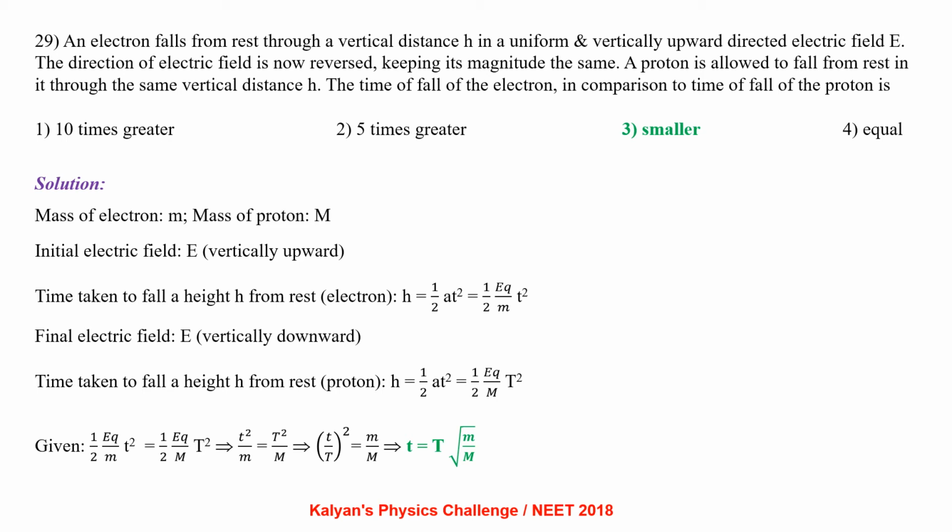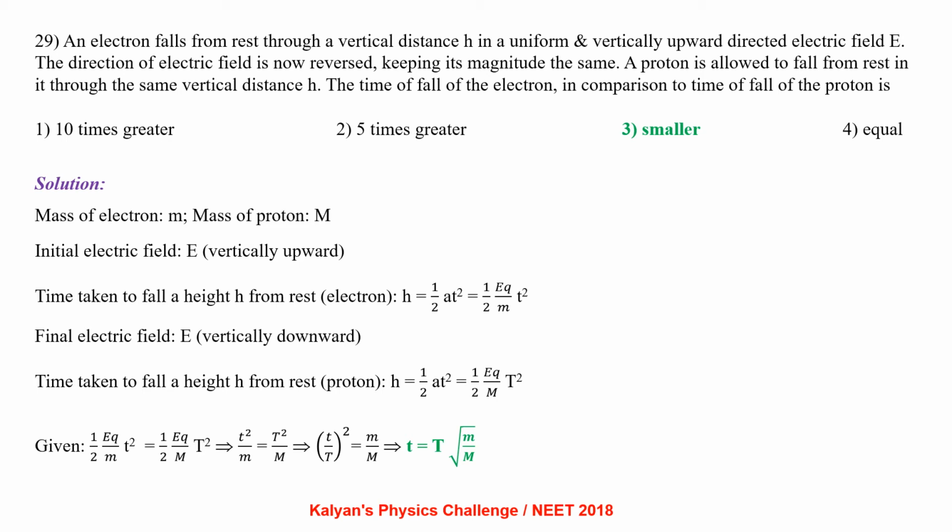Let us say mass of electron is small m and mass of proton is capital M. The electric field is E, which is initially in upward direction. Time taken to fall through a height h from rest for the electron is h equal to half at square. So here a is acceleration, which is caused by the electric field. So the acceleration due to electric field is eE by m.